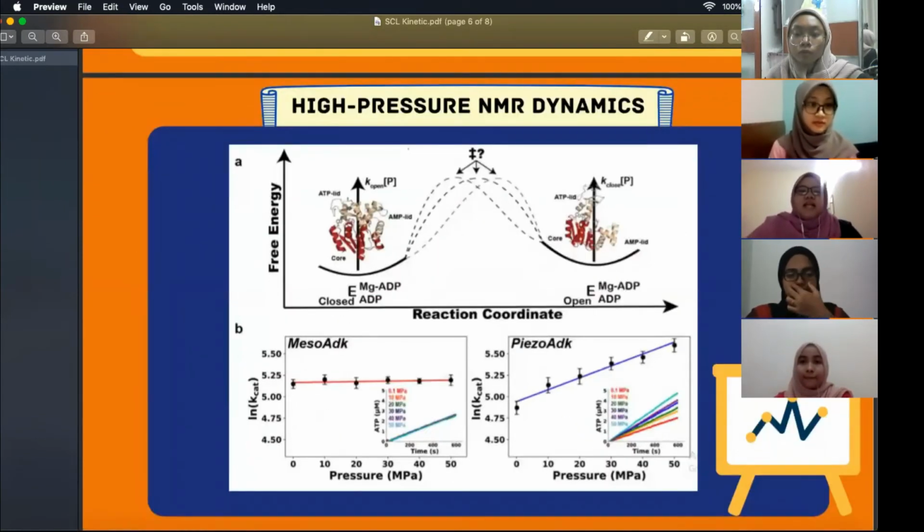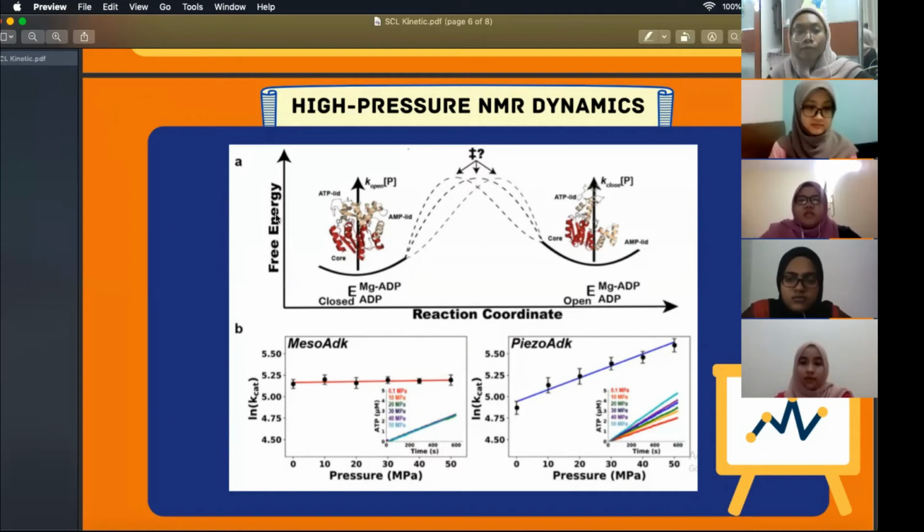Okay, for this slide, I would like to look at the graph on B first. Meso ADK is generally pressure insensitive catalysis, while piezo ADK is a pressure sensitive catalyst. As we can see, meso ADK is visually independent from the pressure. The pressure doesn't affect how the enzyme regulates in this analysis. But for the piezo ADK, as we can see in the graph, it nearly doubles in this range of pressure.